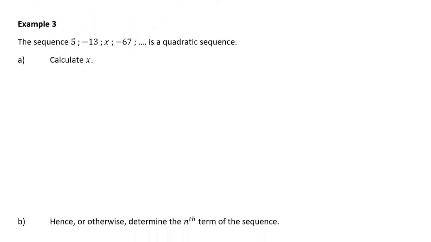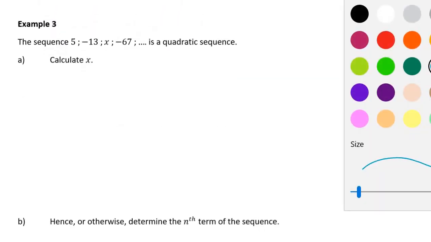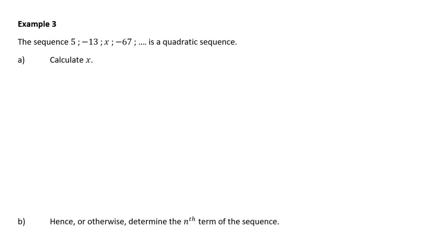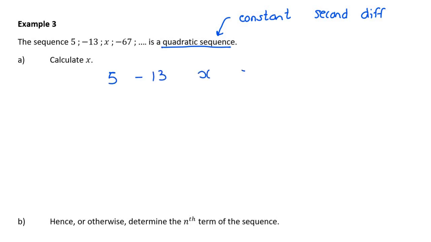This is also a really nice and quite common question. This question says the sequence 5, -13, x, -67 is a quadratic sequence. Now again, the moment you have a quadratic sequence, the only defining feature is a constant second difference. So let me go and look at what my sequence is so far. The question says calculate x. Now this is going to have to center around the fact that you have a constant second difference, because that's all I know about quadratic sequences.